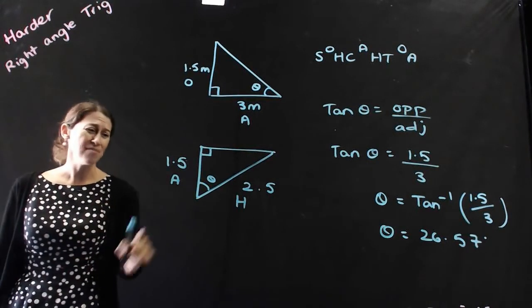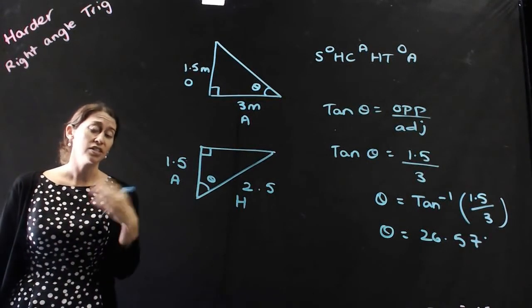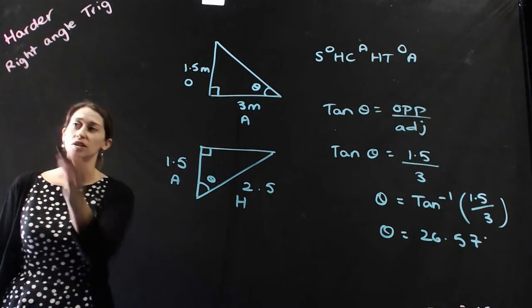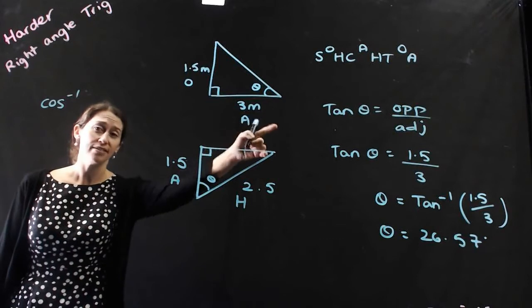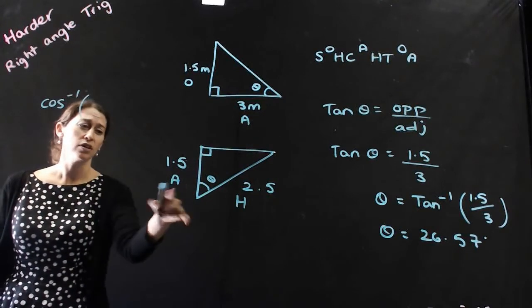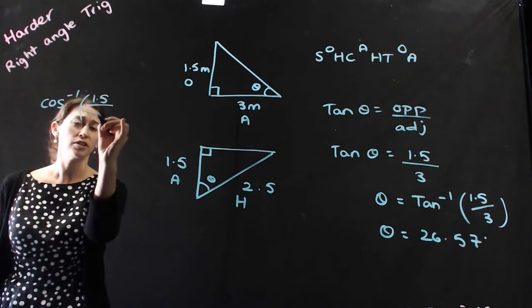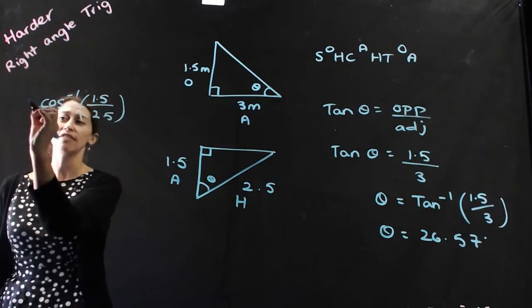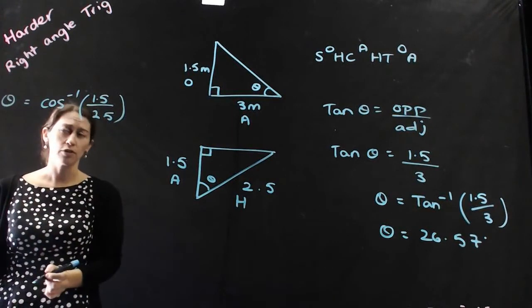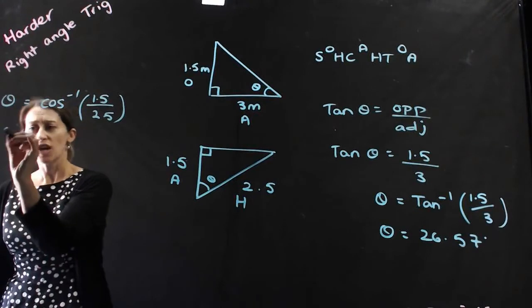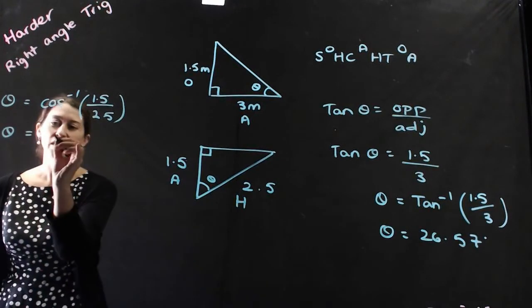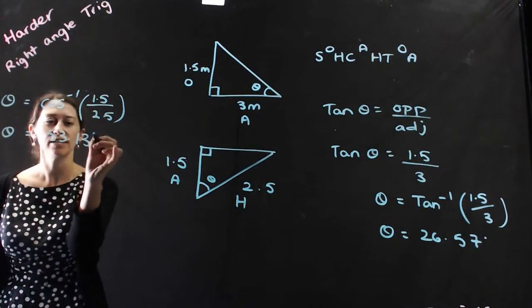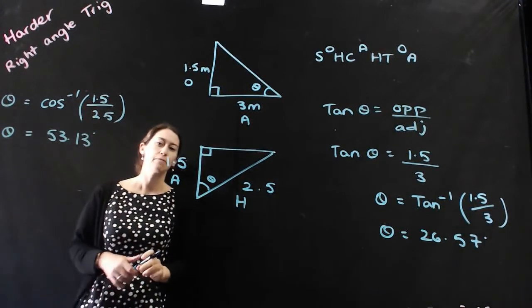And I know because I'm now finding an angle, I'm going to need to use the inverse cosine. So cos to the minus 1 of the adjacent divided by the hypotenuse, which is 1.5 divided by 2.5, will give me that unknown angle theta. So typing that in, again activate the shift button, we end up getting 53.13 degrees correct to 2 decimal places.